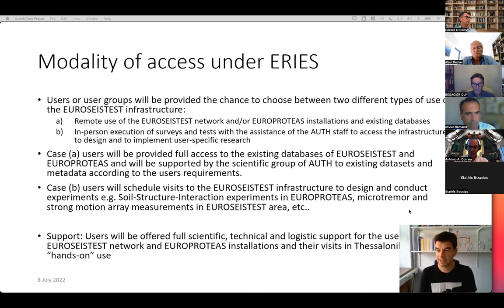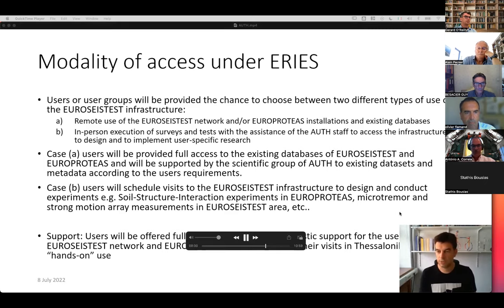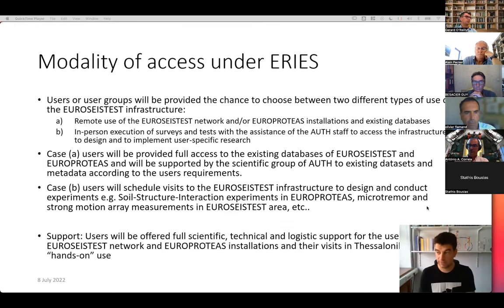What is the modality of access under the ERIES project? The users or the user groups will be provided with a chance to choose between two different types of use for the EUROSEISTEST test. The first one is the remote access, and the second one is the in-person execution. In case one, the remote use of the EUROSEISTEST test or the EUROPROTEAS installations, the users will be provided with full access to the existing databases of EUROSEISTEST test and EUROPROTEAS, and will be supported by our scientific group to interpret existing data sets and metadata.